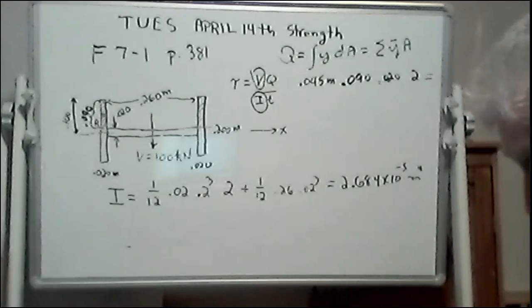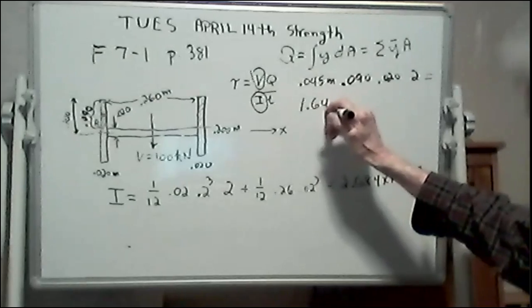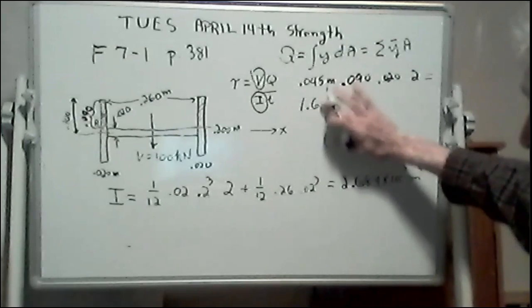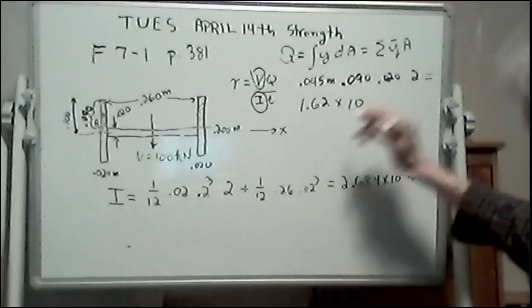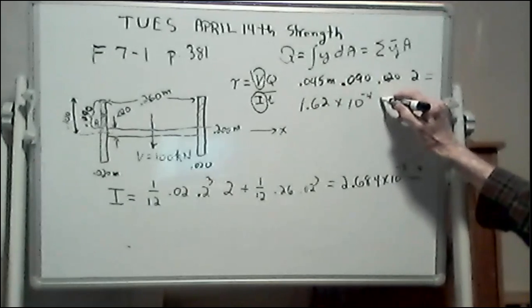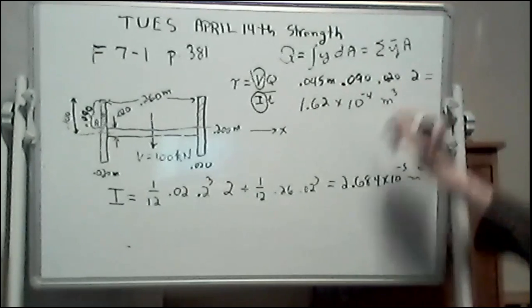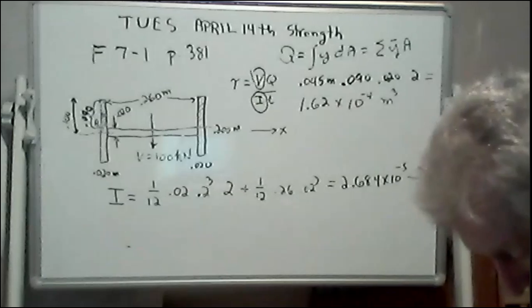0.045, 0.09, 0.02 times 2. Well, I'm getting 1.64, no, 1.62 times 10 to the -4 meters. It should be meters cubed. It's meters cubed, isn't it? I wonder if that's right.